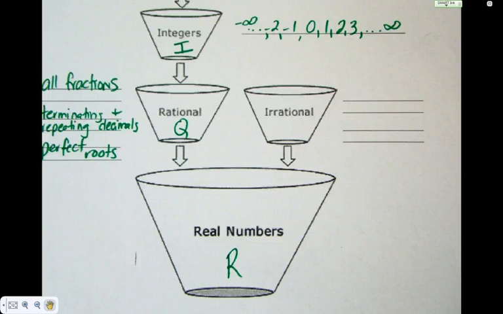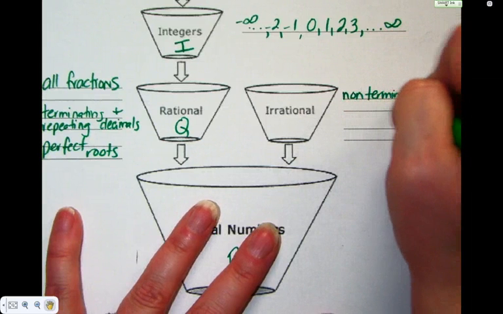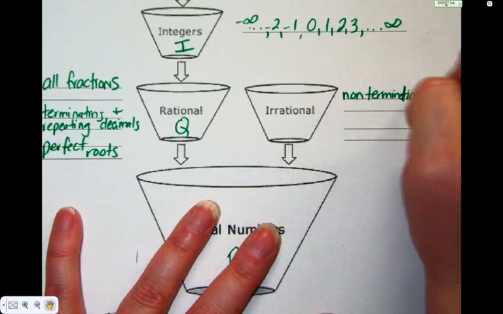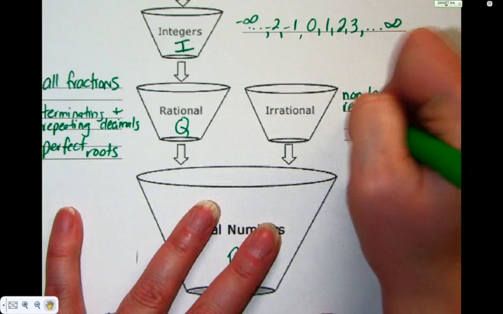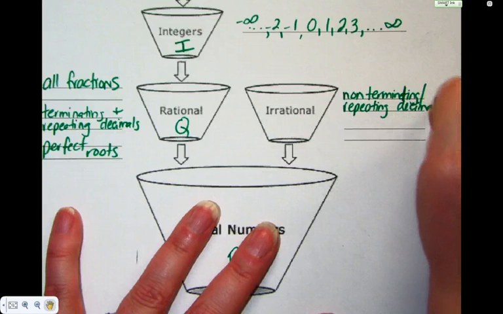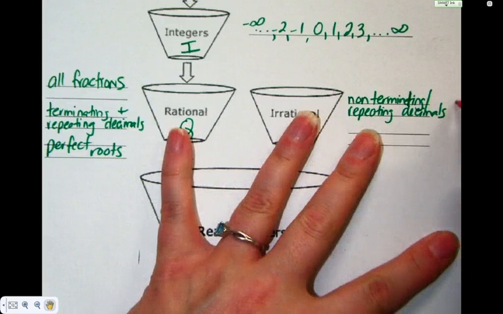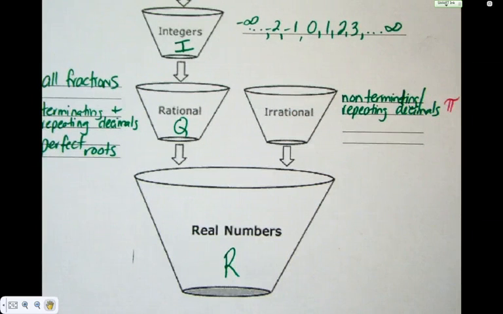Two different kinds fall into that family. We call them non-terminating, non-repeating decimals. Give me an example of the most famous non-terminating, non-repeating decimal. Pi. Pi is irrational. We can't explain it. It freaks us out. There's another one you'll meet in grade 12 that's called e. That's it, just e. That's its name. It's another irrational number.